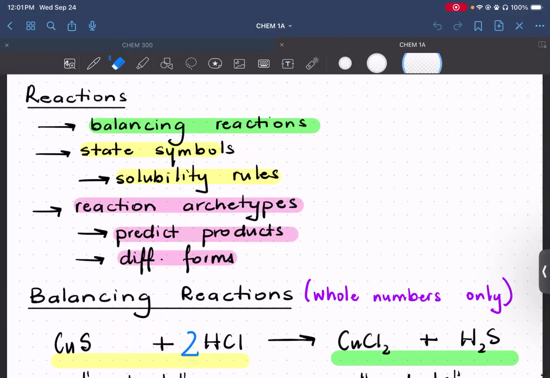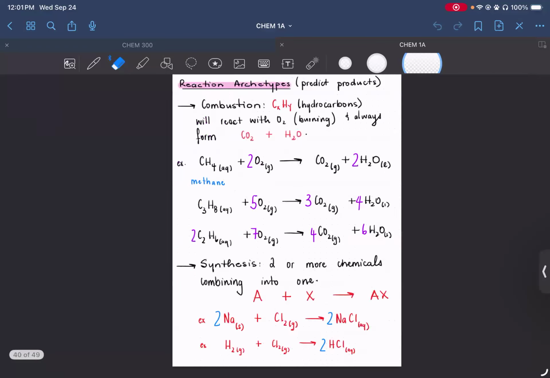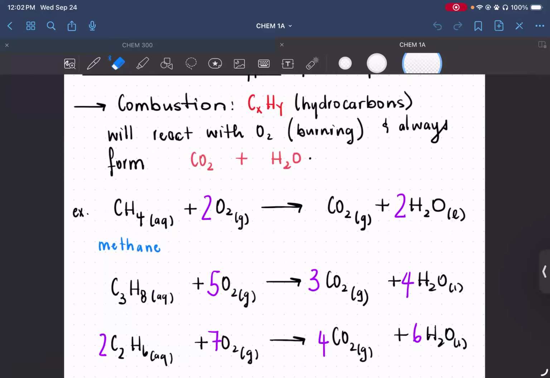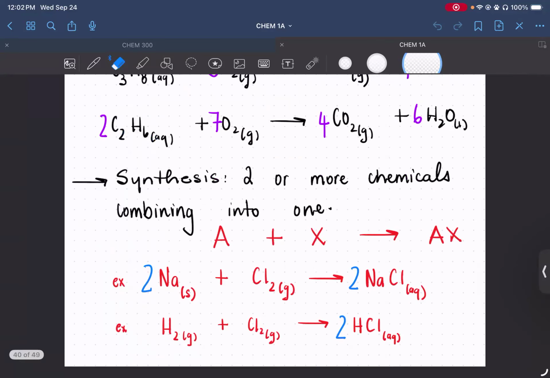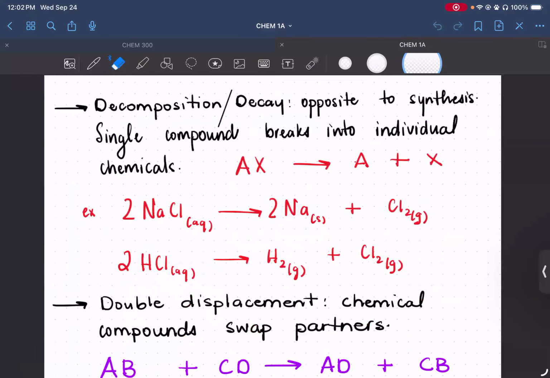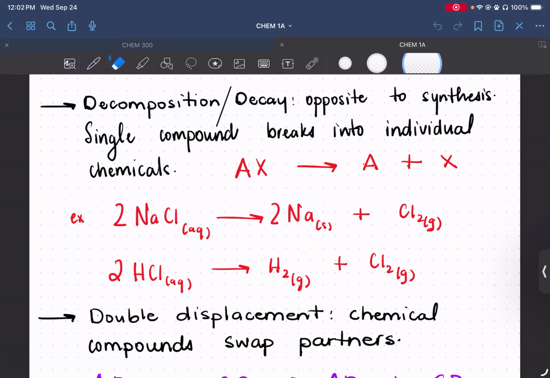Once we covered solubility rules, we then went over the various archetypes of reactions. Number one was combustion. These are hydrocarbons that react with oxygen and will always form carbon dioxide and water. We then went over the generic idea of synthesis, which is 2 or more chemicals combining together into one. Our discussion on synthesis led to a brief foray into decomposition, which is just the exact opposite of synthesis. In other words, whereas synthesis combines two chemicals together, decomposition breaks the compound into its individual chemicals.